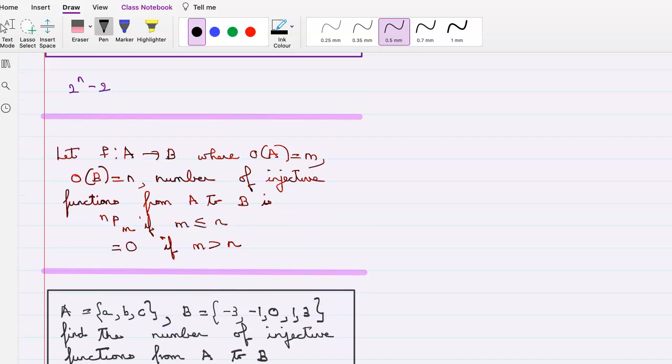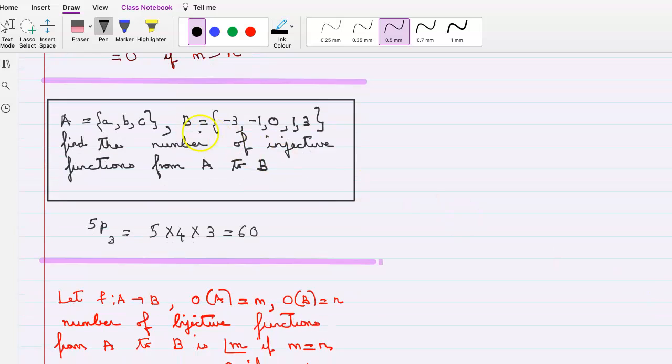Moving on, let f be a function from A to B where order of A is m, order of B is n. The number of injective functions from A to B is nPm if m is less than or equal to n, and equal to 0 if m is greater than n.